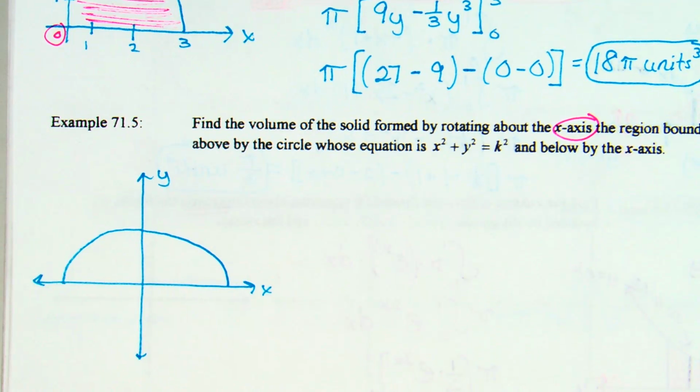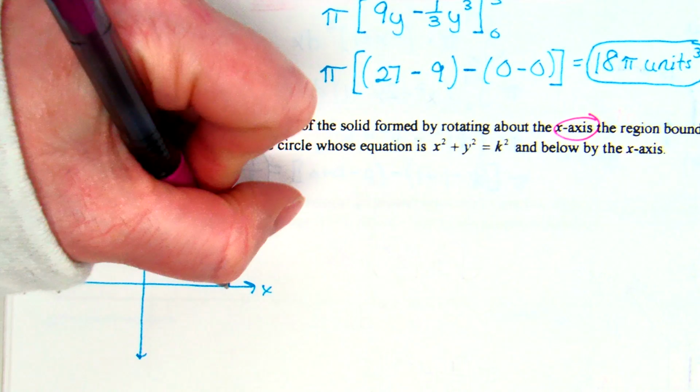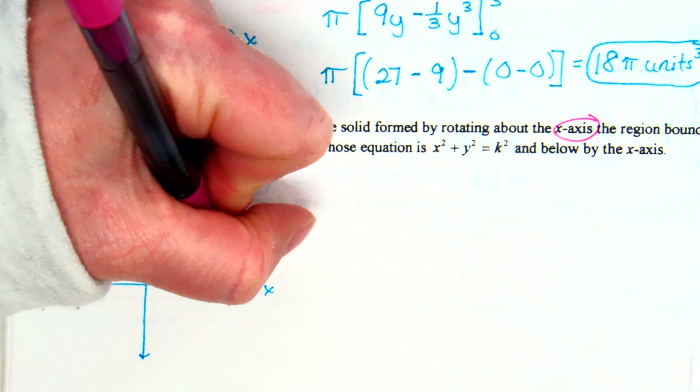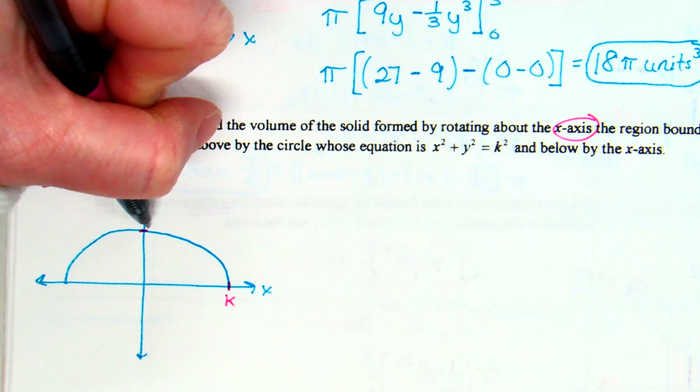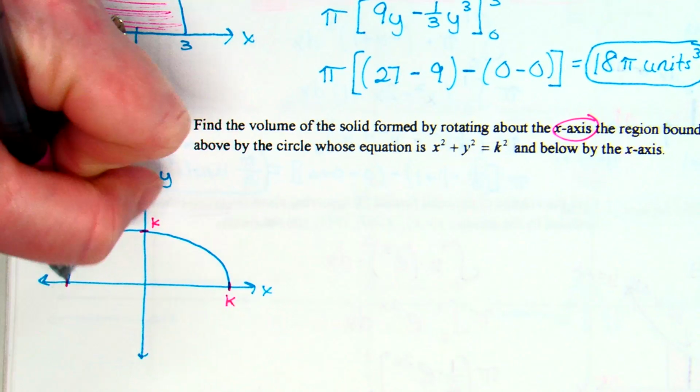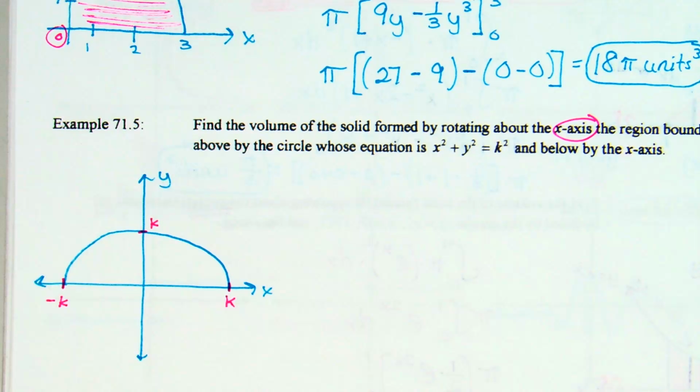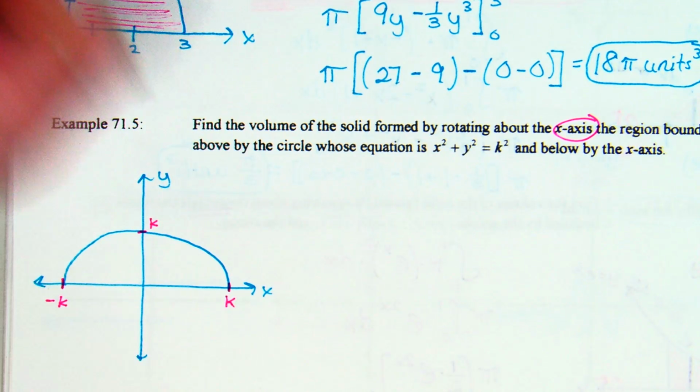Now let's put some labels on this. This circle has a radius k. So how far to the right does my circle go? K. How far up on the y-axis does my circle go? K. How far to the left does it go? Negative k officially, if we're looking at the distance. No, k, negative k. Okay. And it wants us to rotate about the x-axis.